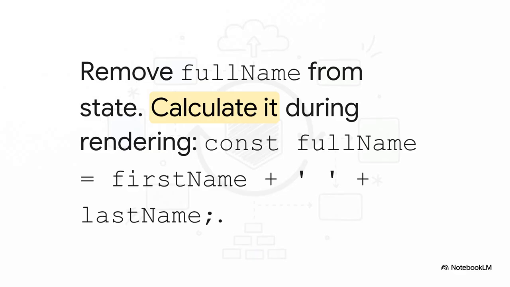The much, much better solution is to only store what you absolutely have to. In this case, that's just the first name and last name. Then you just calculate the full name whenever you need it, right when the component is drawing itself on the screen, or as we say in React, when it renders. This is way simpler, way cleaner, and a whole lot less likely to break.